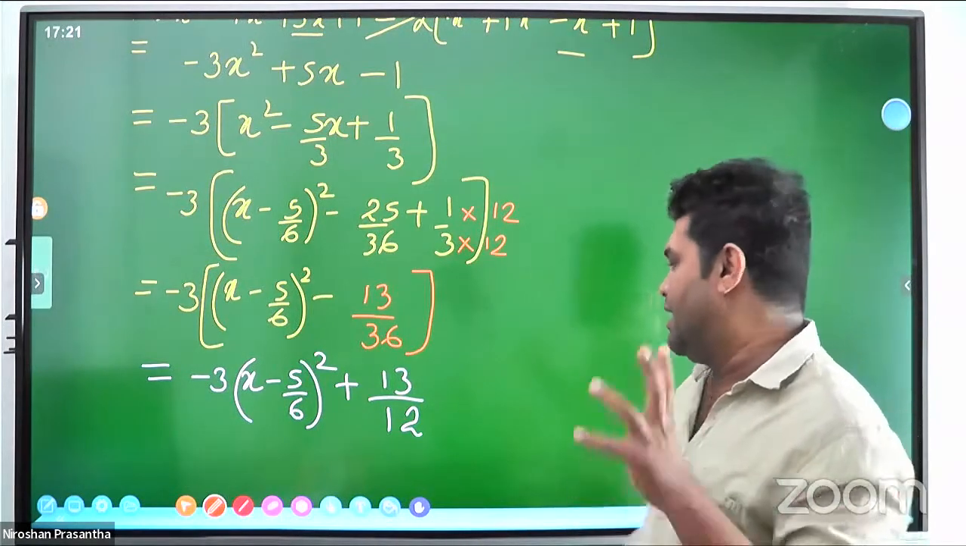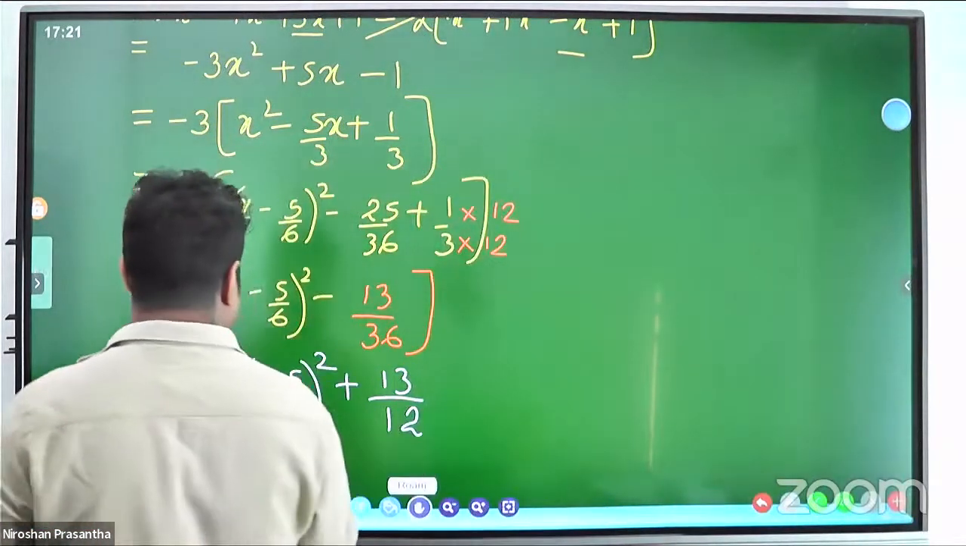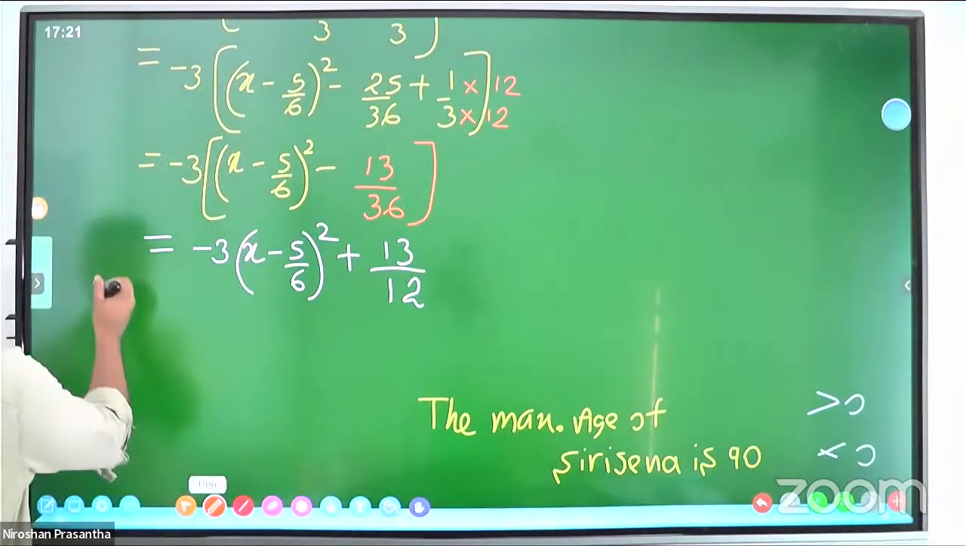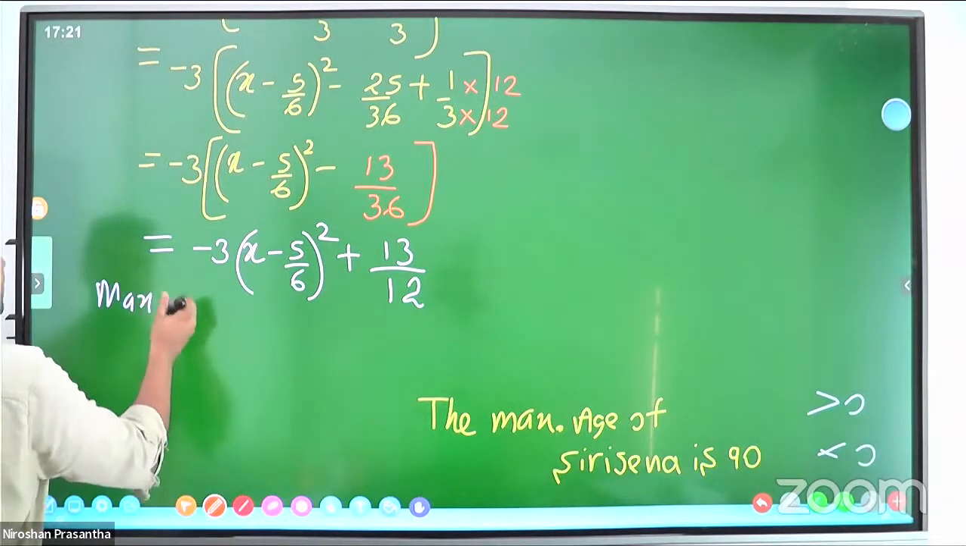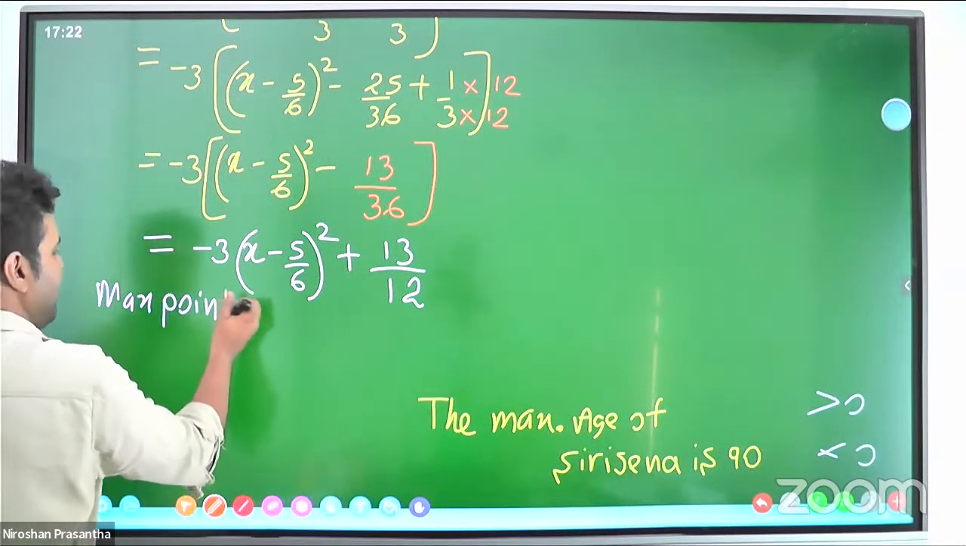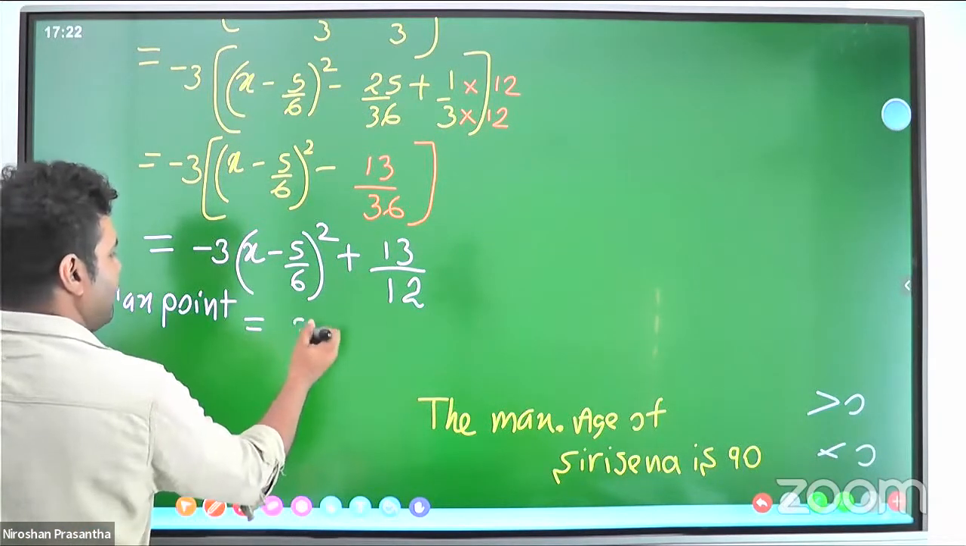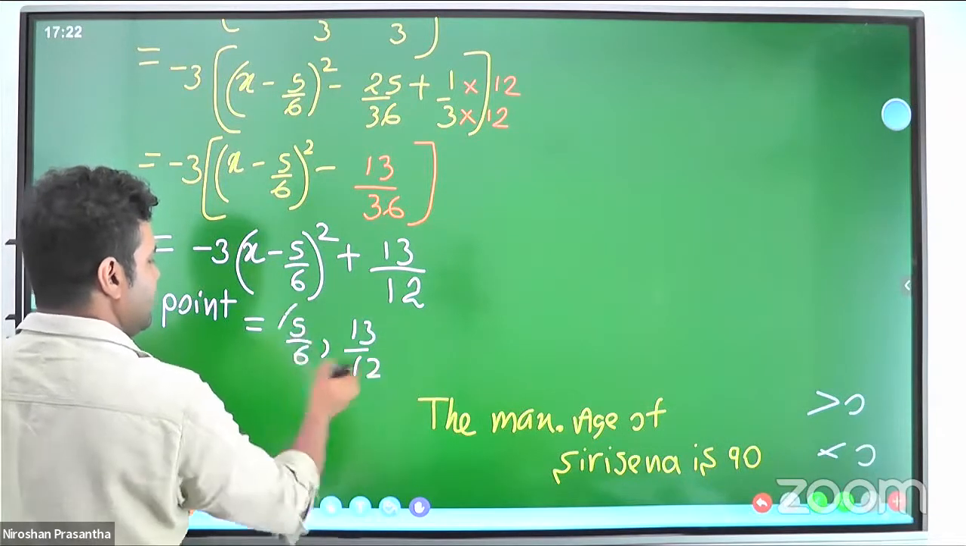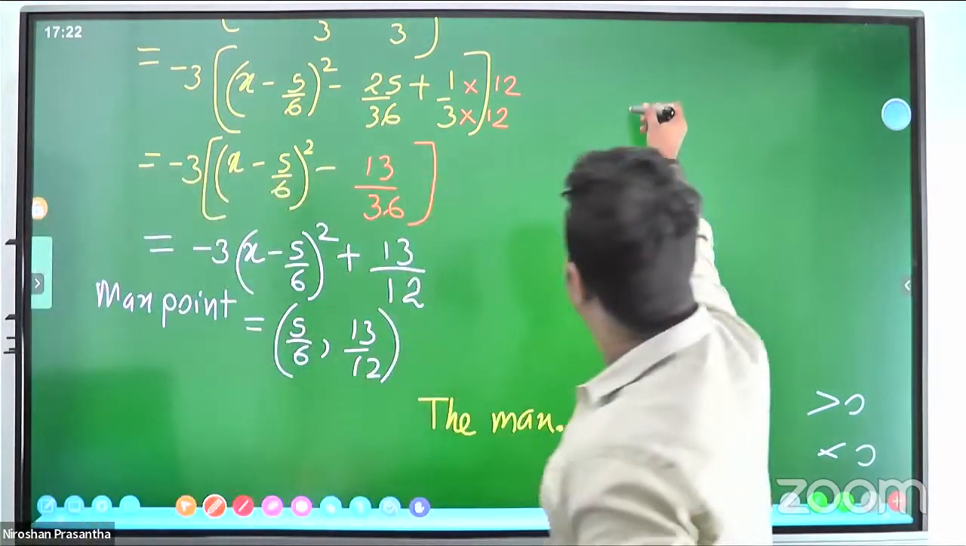Then tell me the max value, max point. So what's the max point? Max point and max value. To get the max point, it is 5 over 6, 13 over 12. Right? This is the function.